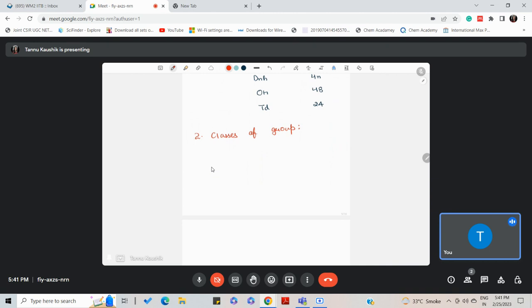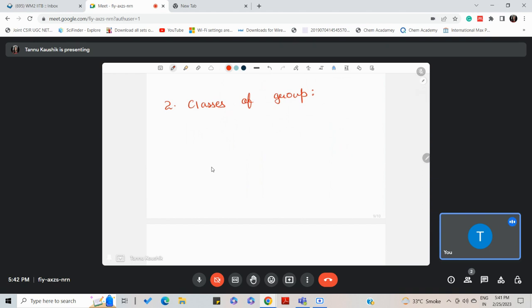So what is the classes of a group? It is the classification of symmetry operations. So here basically we will be grouping these symmetry operations in different classes based on certain rules which I will be mentioning here.